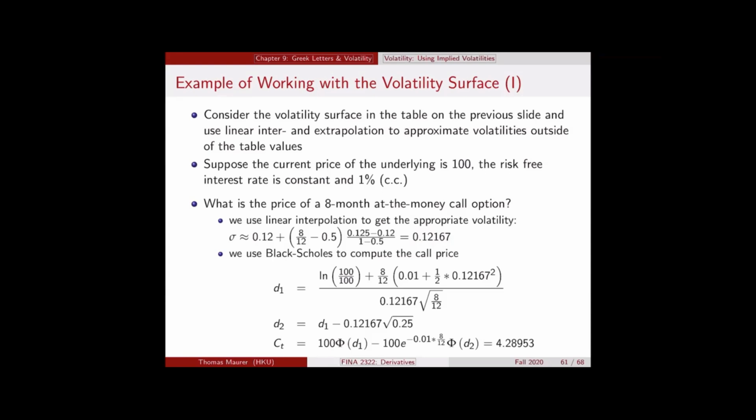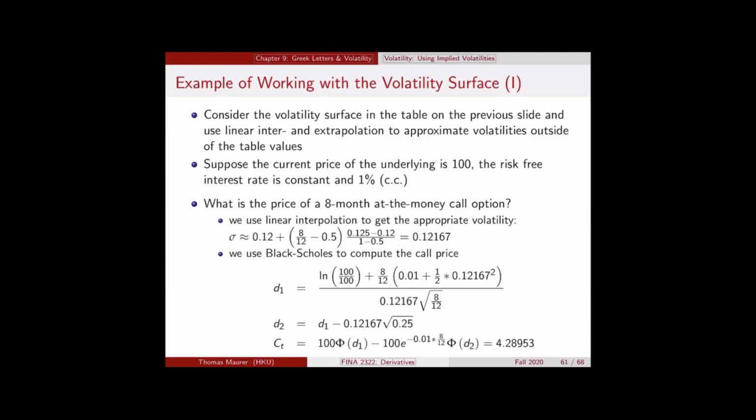12.167%. Once I have, for the 8 months to maturity at the money call option, this implied volatility of 12.167%, now I can throw that into the Black-Scholes formula. That's where volatility shows up, here as well as here, to calculate these threshold values D1 and D2. Notice again it's at the money, so the strike price and the price of the underlying asset are the same. I have 8 months left to maturity and a 1% interest rate.